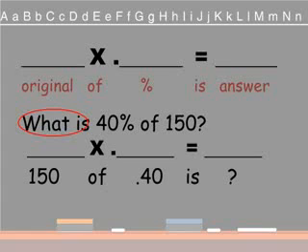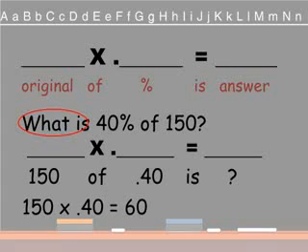150 is going to go into the principal slot of, we're going to change 40% to 0.40, is, we don't know. We're going to find out that answer. So we do the math. 150 times 0.40 equals 60.